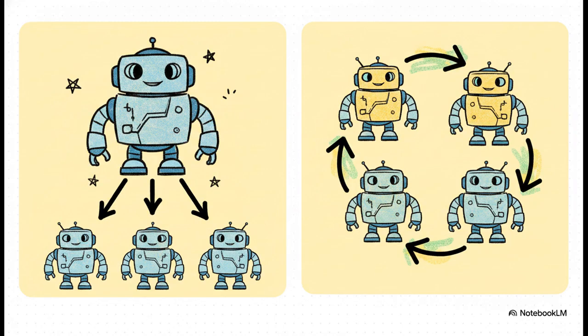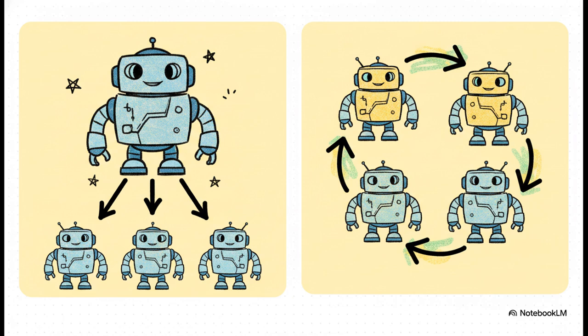Now, depending on exactly how you place this controlling managerial agent, you end up with one of two very distinct multi-agent architectures. The first pattern is orchestration. This is where you have a highly centralized manager delegating tasks top-down to various worker agents. It's very corporate. The second pattern is collaboration, which is a much more free-form, organic passing of control between equal peers in a pool.